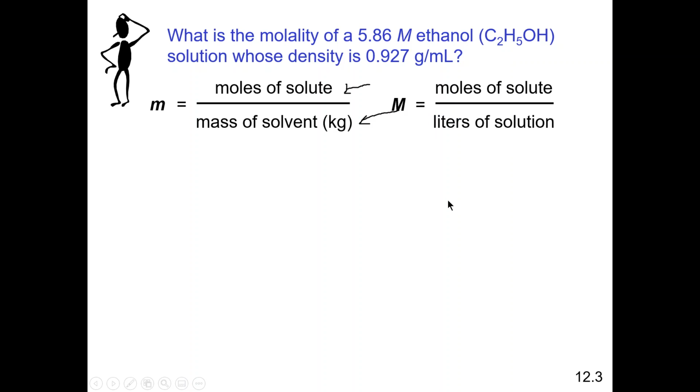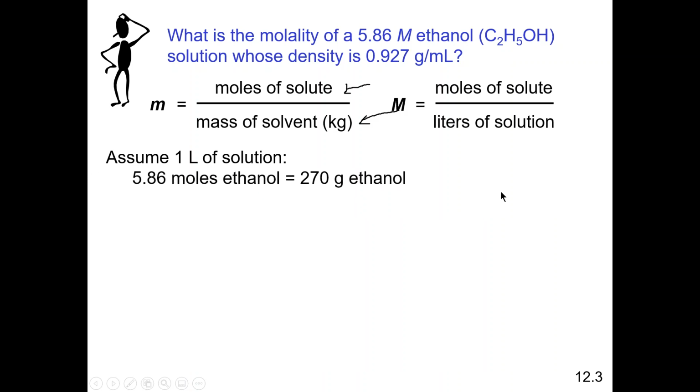So how are we going to get the moles of the solute? Firstly, what we can do is make an assumption, and the assumption is that we're working with 1 liter of solution. Now we can use pretty much any volume, but 1 liter is a nice round number because it simplifies things for us in that since the definition of molarity is moles per liter, then for every liter of the solution, there is 5.86 moles.